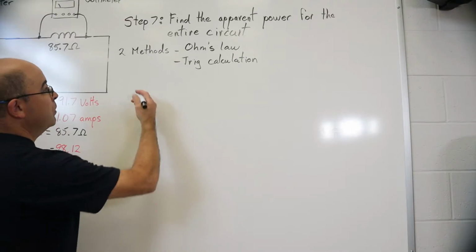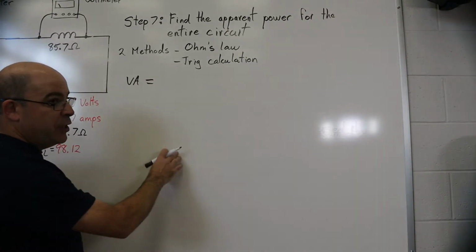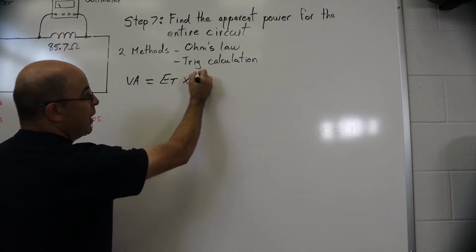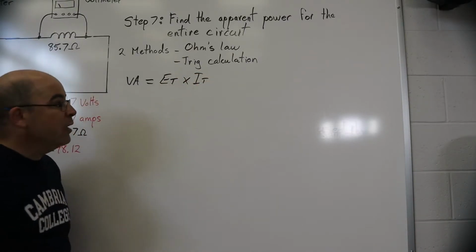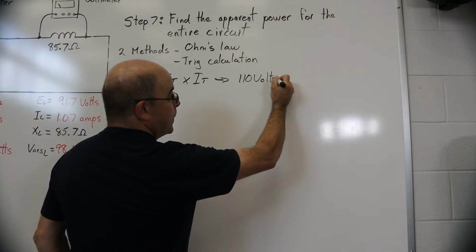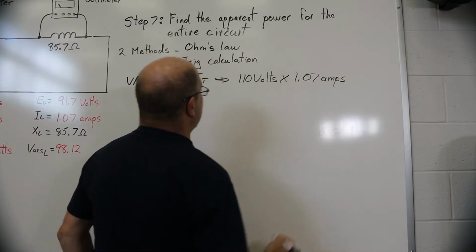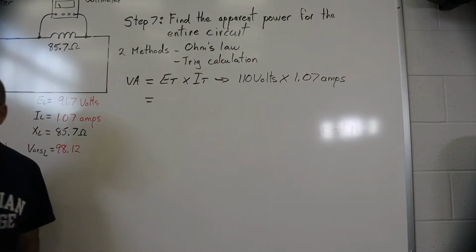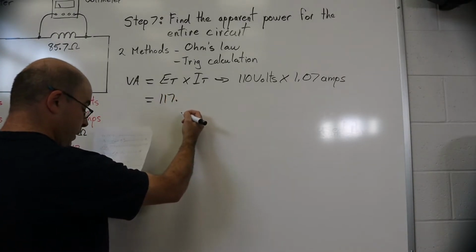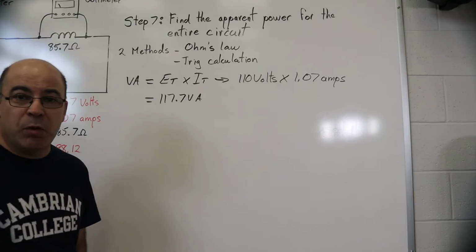Ohm's law. How do we find apparent power? Well, apparent power is VA, and we are going to use the applied voltage for the entire circuit, so E total, multiplied by the current for the entire circuit. In this case, 110 volts multiplied by the 1.07 amperes. That's going to give us for a total of 117.7 VA, and of course this is rounded to 2 decimal places.